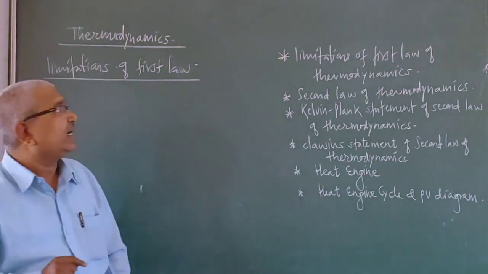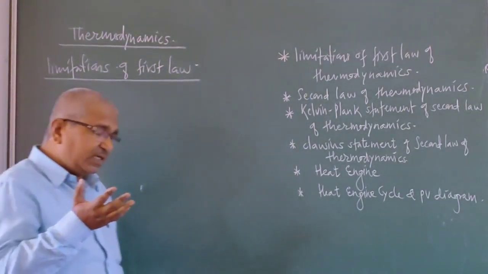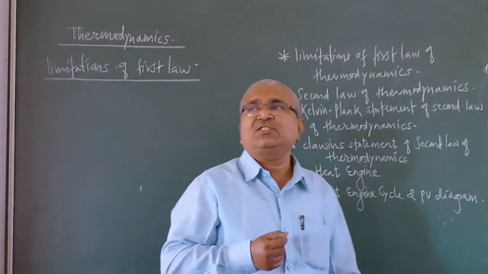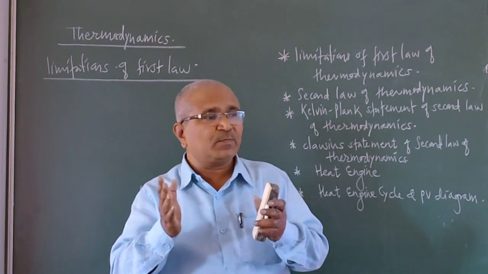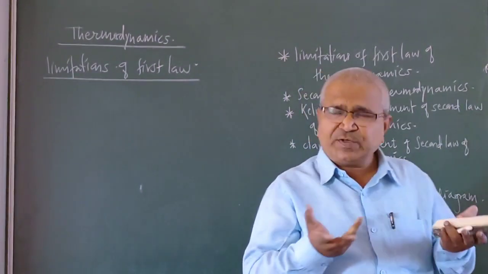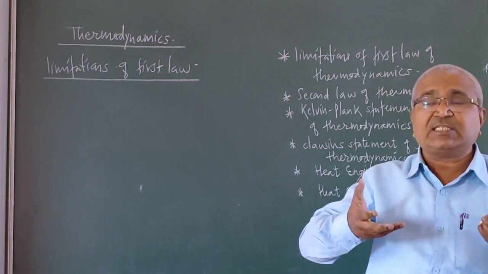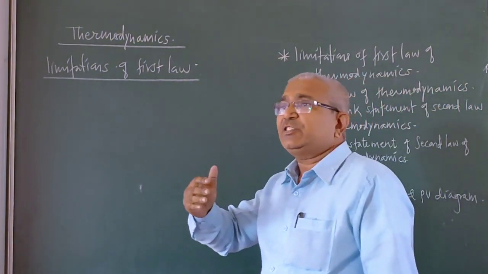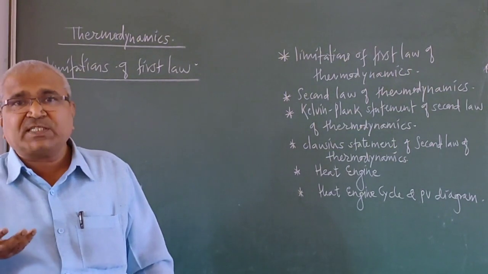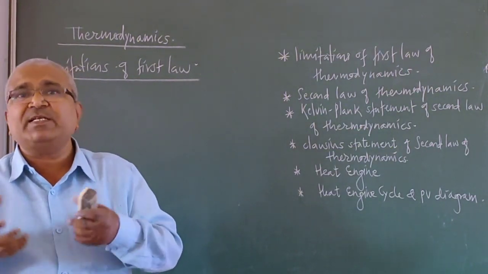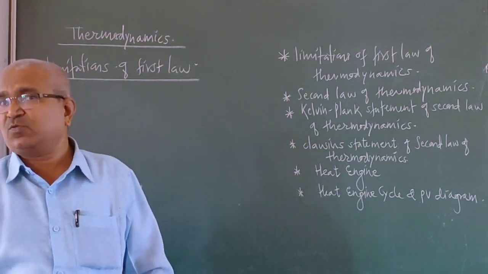The second limitation is that we already know that heat is a form of energy. Heat always flows from higher temperature to lower temperature. Obviously, it is a spontaneous process. But can it be possible to transfer heat from a low temperature body to a high temperature body? Is it possible or not? And if possible, then how is it experimentally proved? Such an explanation is not given by the first law of thermodynamics.